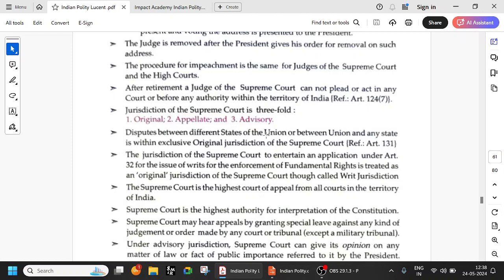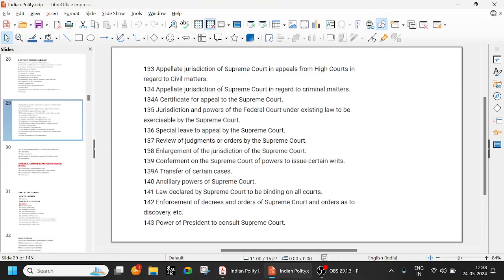And special leave to appeal is Article 124, right? We have seen all that. Is it 124? Let's quickly check. Sorry, 136. Okay, so 136, try to remember. Special leave to appeal by the Supreme Court is Article 136. This is a very important power for the Supreme Court. So any case can be referred to the Supreme Court with the help of this.